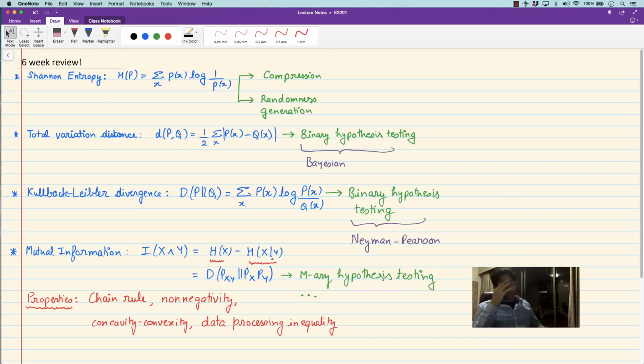Then once we had these four quantities, we saw various properties of these quantities last week. We saw the chain rule, which allows us to divide randomness or information into small chunks, into bits, let's say. We saw various properties of these functions. We saw that these functions are all non-negative. They can be convex or concave. For instance, entropy is concave. Then finally, we also saw the data processing inequality. We saw two forms of data processing inequality, one for these distances and one for mutual information.